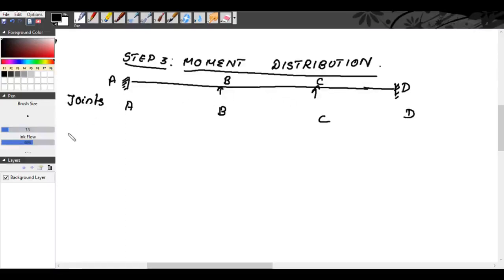And what are the members joining at our joints? That is the second thing. At A we have AB. At B we have BA and BC. At C we have CB and CD. At D we have DC.